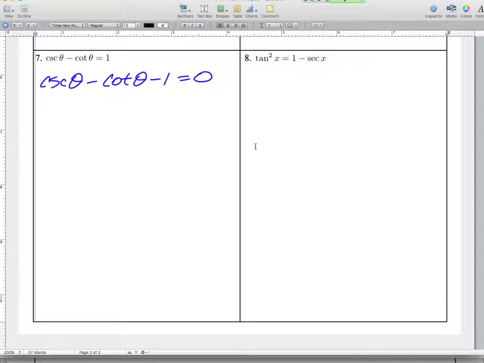So once I get it on the same side, I realize I cannot factor anything out, and I'm dealing with 2 trig functions, and neither one of them is squared. That tells me I need to make my own Pythagorean. But I want you to get it on the same side and try to factor first. We do that every time.